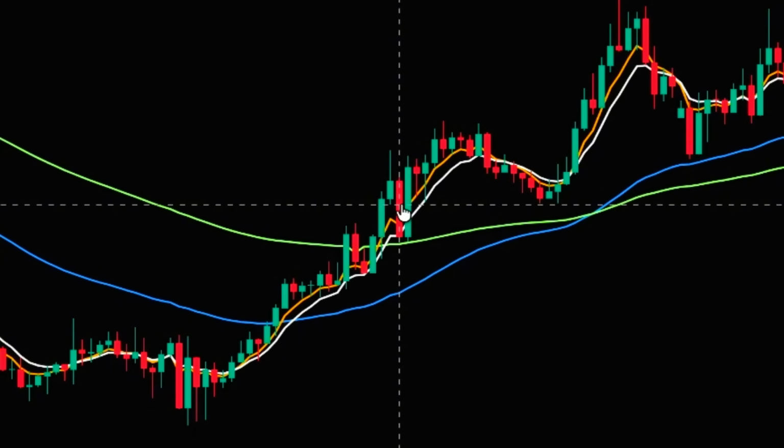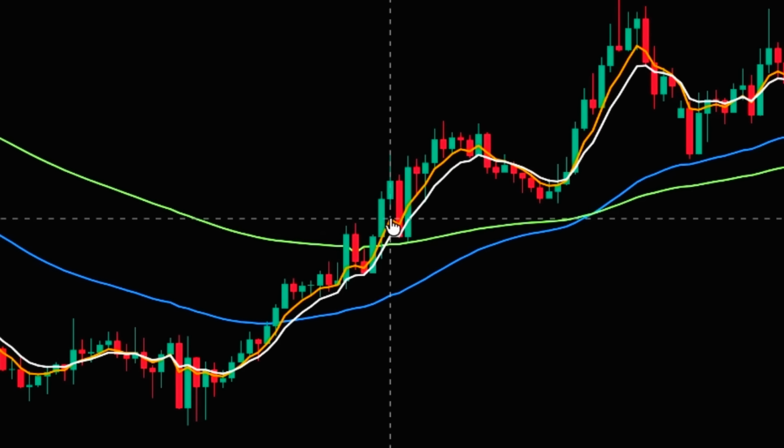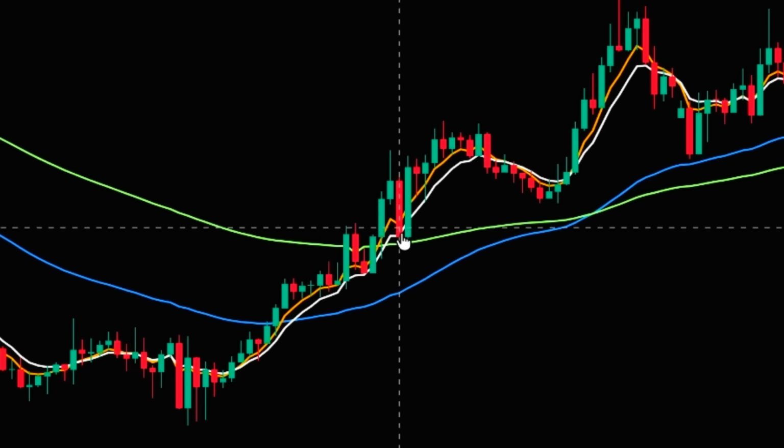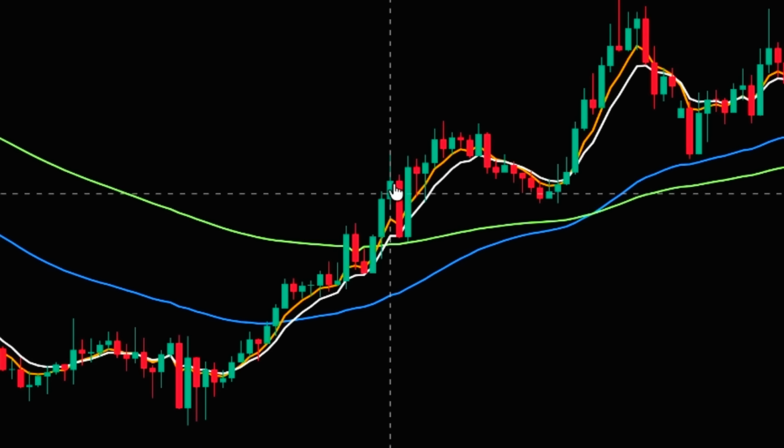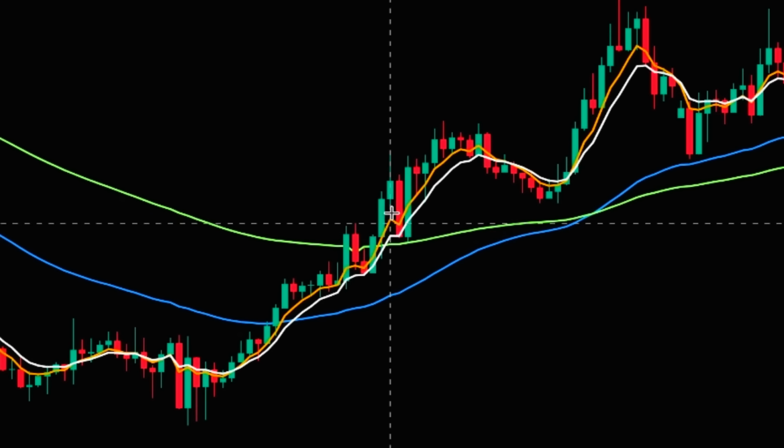When the price is already above these 2 moving average lines, after that, we focus on the orange EMA and white EMA. We want both of them to go above the green EMA. For example, here, when this candle is closed, you can see that both of the orange line and white line are already above the green EMA.